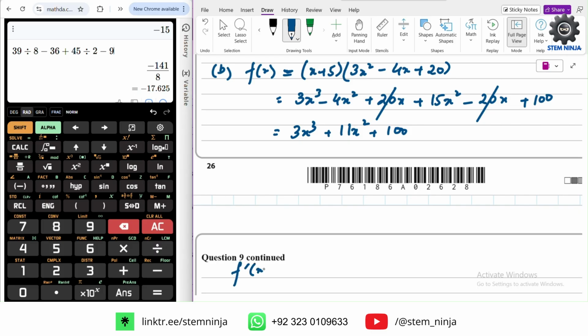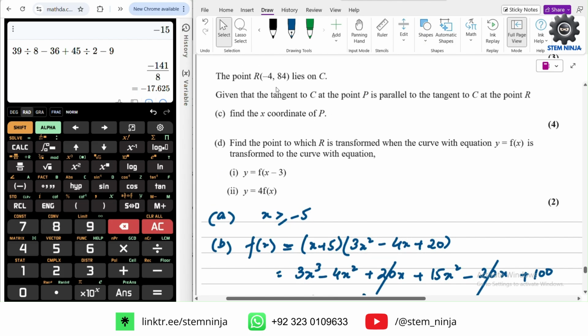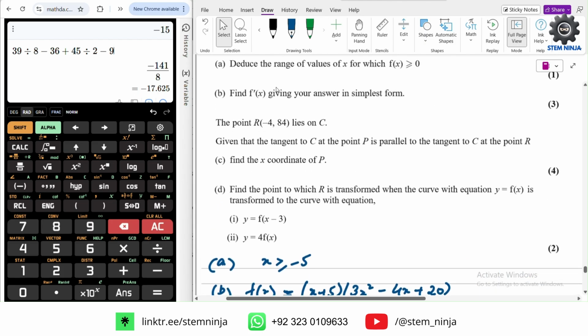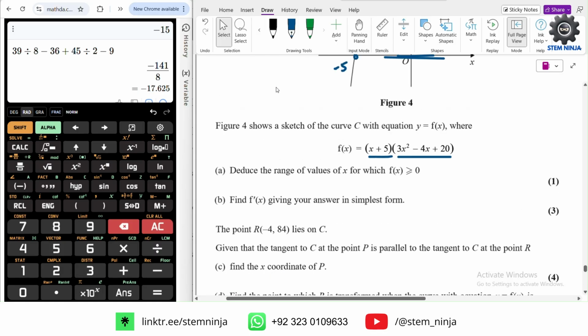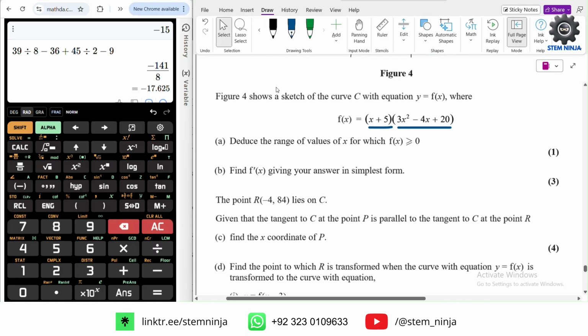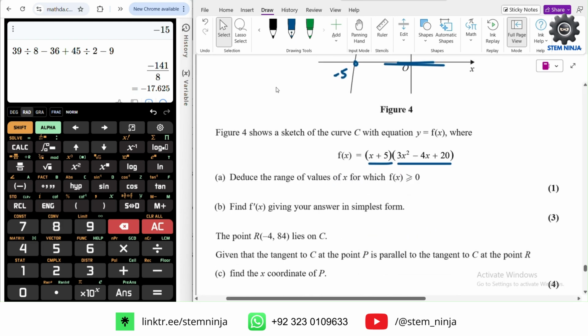So f prime of x would therefore be 3 times 3x squared plus 2 times 11x plus 0. So this would be 9x squared plus 22x. Okay, the point R, minus 4, 84, lies on C. Given that the tangent to C at point P is parallel to the tangent to C at point R. Wait, where is P?